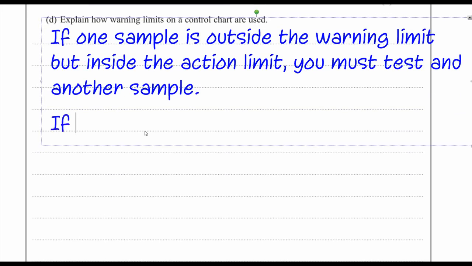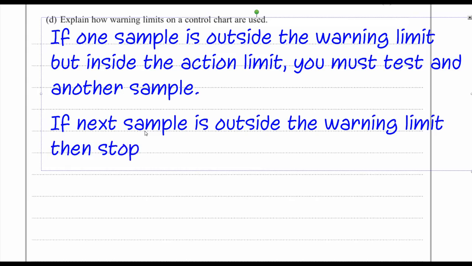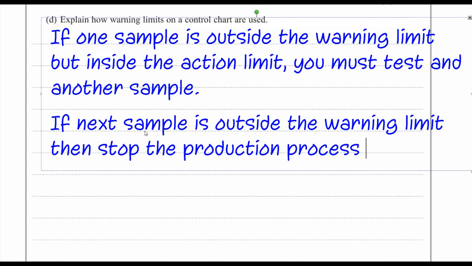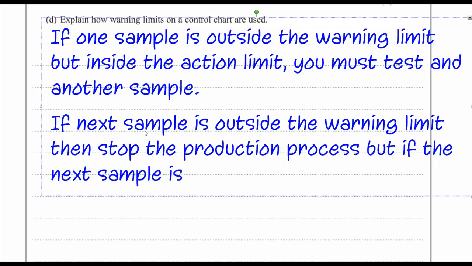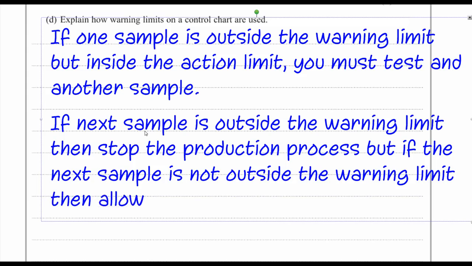Okay, and if the next sample is outside the warning limit, then stop the production process. But if it returns back to normal, then you can let things carry on because it's just a warning. But if the next sample is not outside the warning limit, then allow the process to carry on.